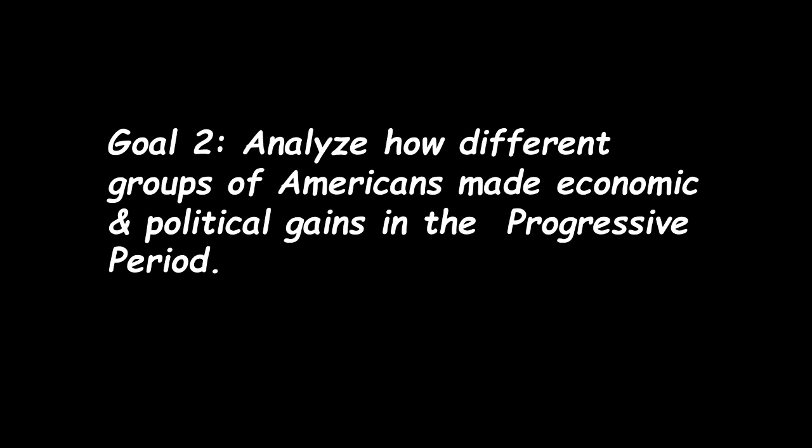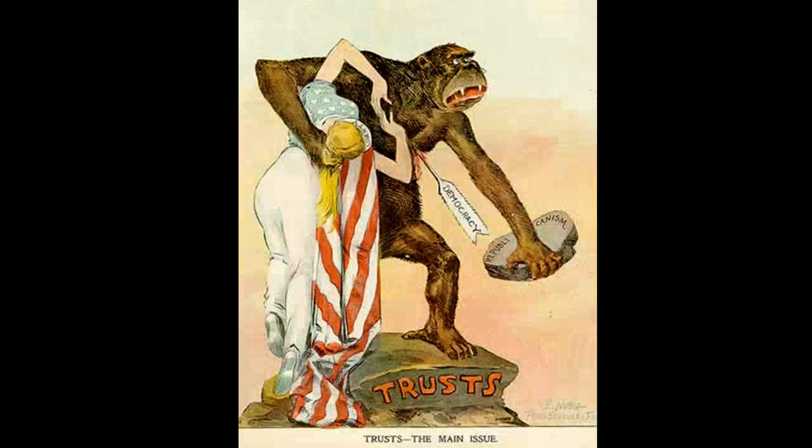Alright, so now we are on to our second goal for the Progressive Era, and that is to analyze the different groups of Americans that made economic and political gains during the Progressive period. We talked about the first section, the first quick recording we did of this whole unit, about the events that led to progressivism popping up in the late 19th and early 20th century. And now we're going to talk about who actually got the benefit of it and how those benefits manifested.